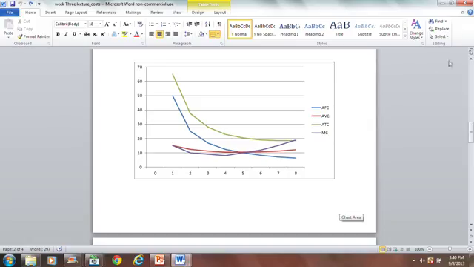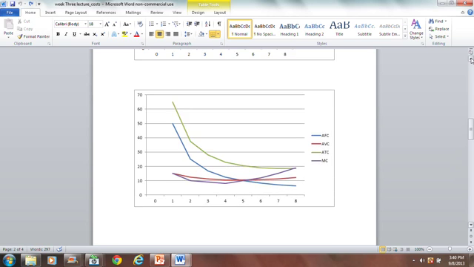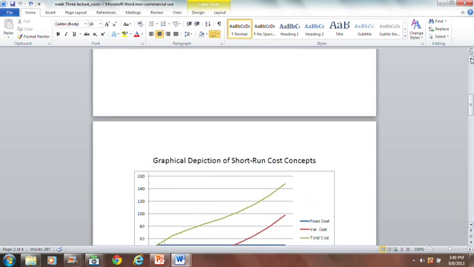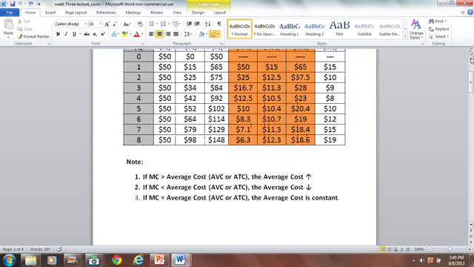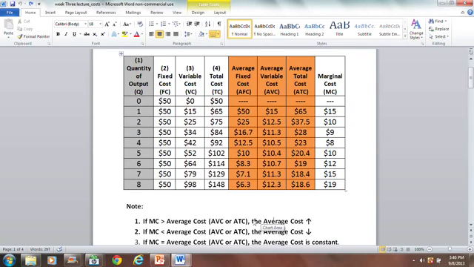So it begs the question, both the graphical depiction and the numerical depiction: why is it that the average variable cost reaches a low point of 10.4 and then starts to increase? Why is it that the average total cost reaches a low point of 18.4 and then starts to increase? Why is it that the marginal cost reaches a low of $8 and then starts to increase? The answer is due to the law of diminishing marginal returns.